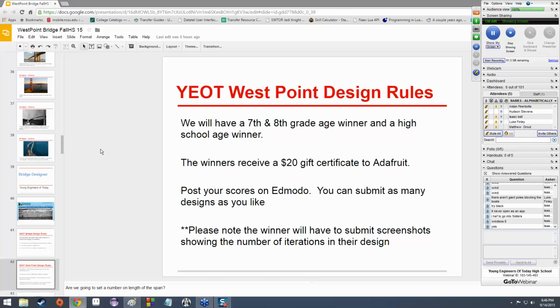We'll have a 7th and 8th grade winner. That is to say, the 7th and 8th grade classes are actually all one class. It's a middle school class. So among all of the middle school classes, there will be one winner, and among all the high school classes, there will be one winner. So there will be 2 winners total. You guys are up against my other high school class. I'm going to pitch you against each other. Everybody's got to do better. And the winners receive a $20 gift certificate to Adafruit, which is pretty cool.